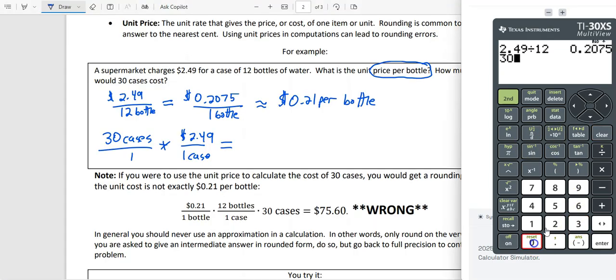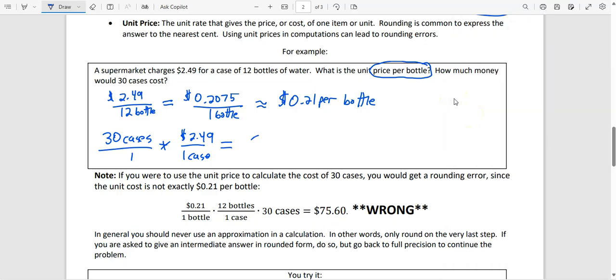So this would be 30 times 2.49. 74.7, but we know that 7 dimes is not appropriate, so we would go with $74.70.